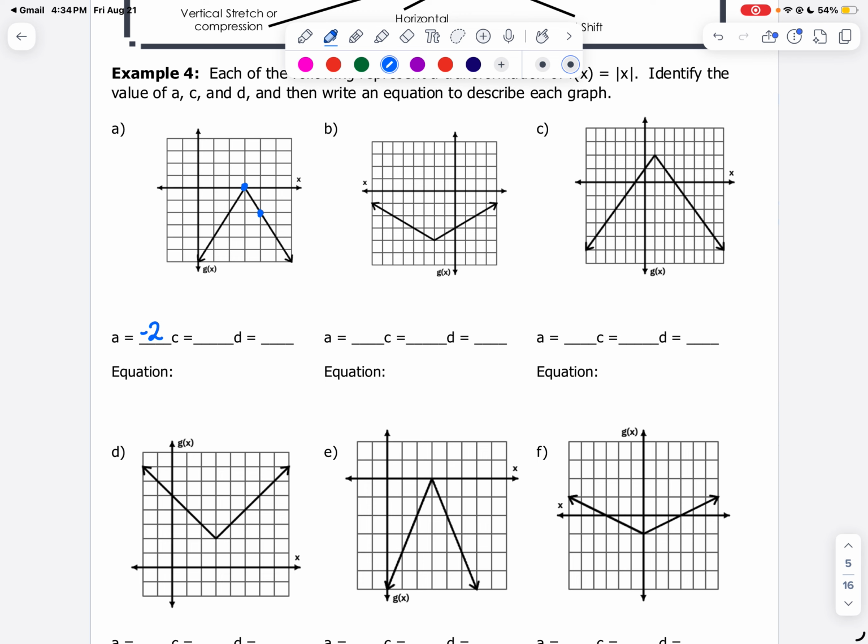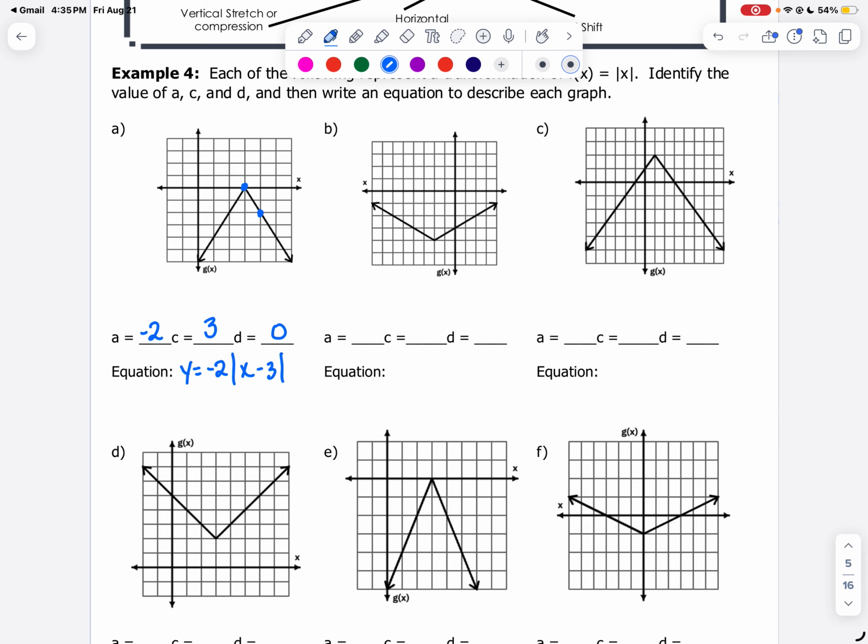All right. Now for your C value, start at 0, 0, and count to the right. 1, 2, 3 to the right. Because we went 3 right, that's +3. Now our D value: notice that it did not shift up or down the y-axis, so our D value is 0. So my function rule would be y equals -2 times the absolute value of x minus 3. And then be sure to close your absolute value brackets.